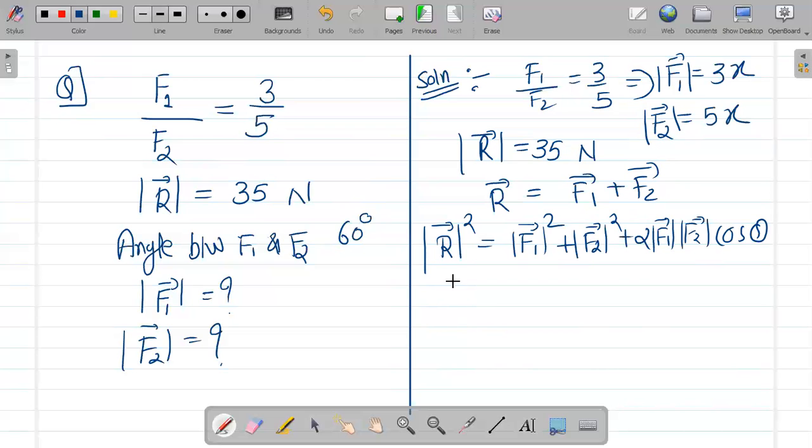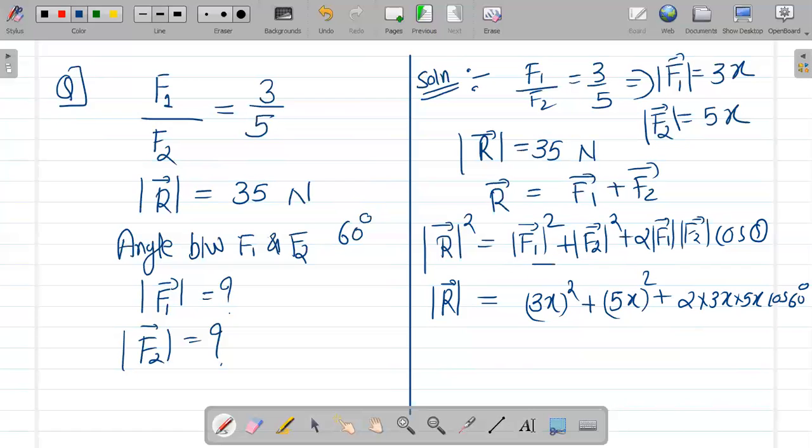Now we just write here the magnitude of R. The value of F1 is 3x, so we will write (3x) square, plus F2, we will write (5x) square, plus 2 into 3x into 5x and cos, the value of theta is 60 degree, so we will write cos 60 degree. And here it will be under root, because R square was there, so it will come here as under root. Now the value of R is also given, 35. So 35 is equal to this.